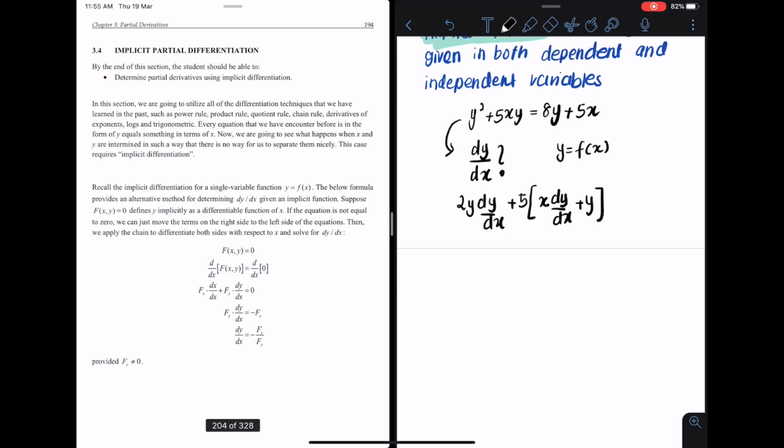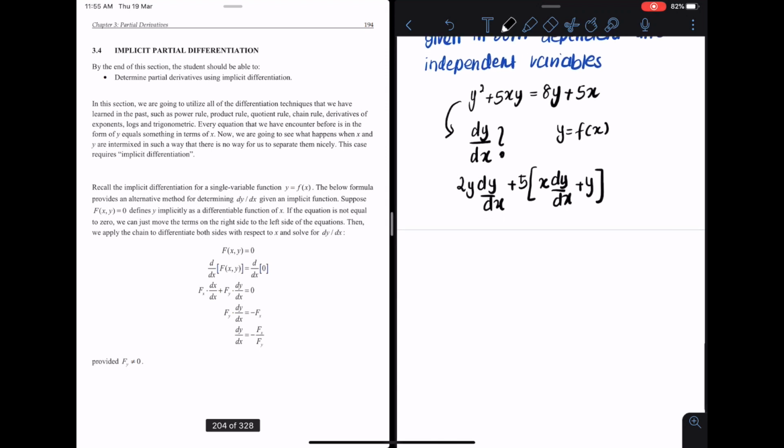So that's it. Then I will focus on differentiating whatever I have on the right hand side. I'll get equal to 8 dy dx plus 5. But you have to remember the question asks you to determine dy dx. So what should I do? I have to rearrange everything related to dy dx on the left hand side. Meanwhile, whatever variable that is not related to dy dx, I will put on the right hand side.